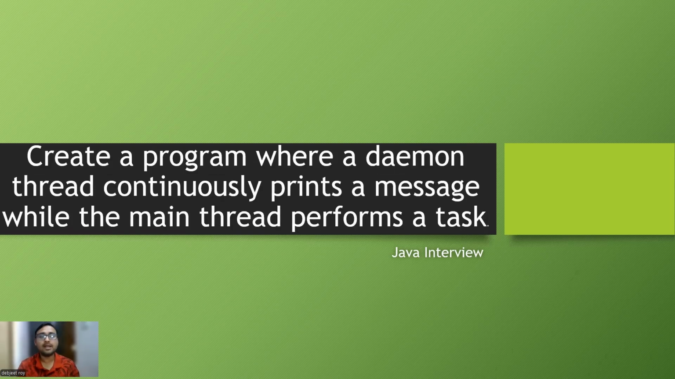Create a program where a daemon thread continuously prints a message while the main thread performs a task. A daemon thread will work as long as the JVM is there. If the JVM is not exiting, the daemon thread will keep on working. So you can set the thread as a daemon thread and keep on printing in that particular method. It will keep on printing as long as the JVM is there. I hope you have got it. I know you can now do it on your own as well.